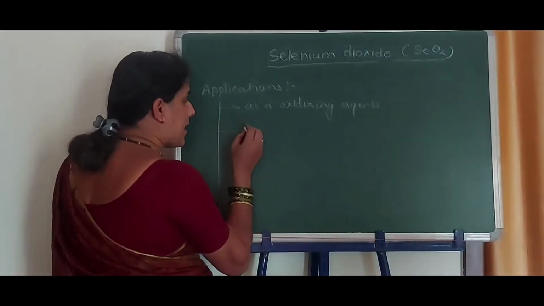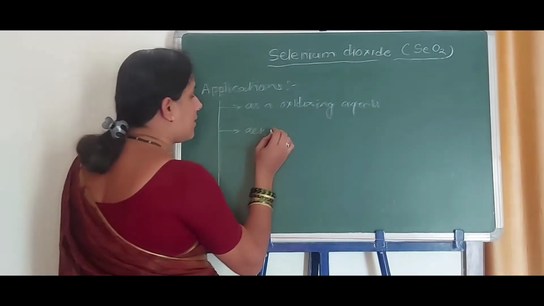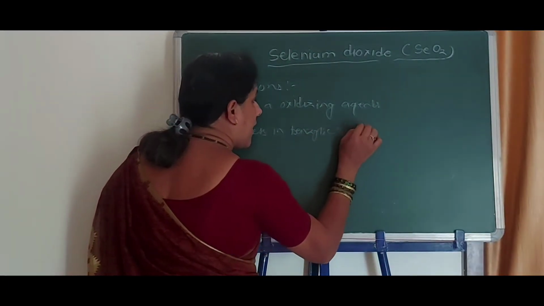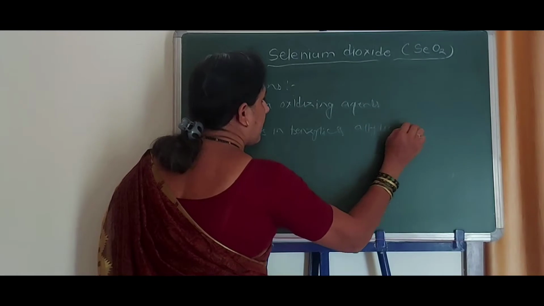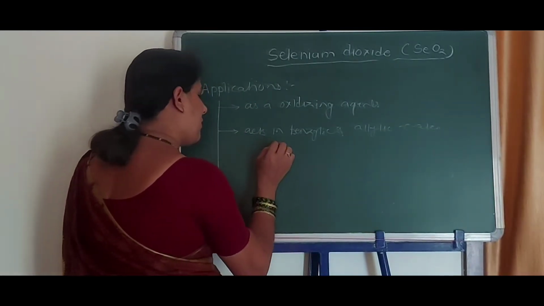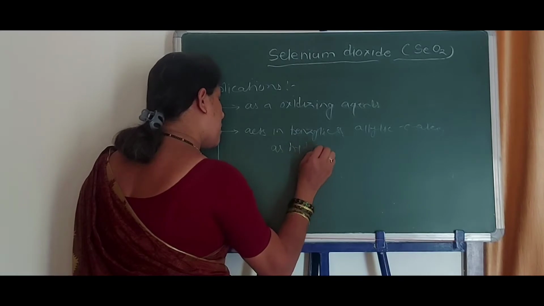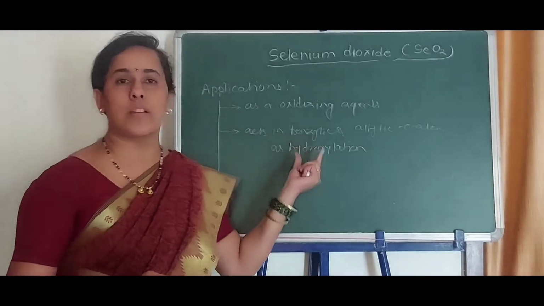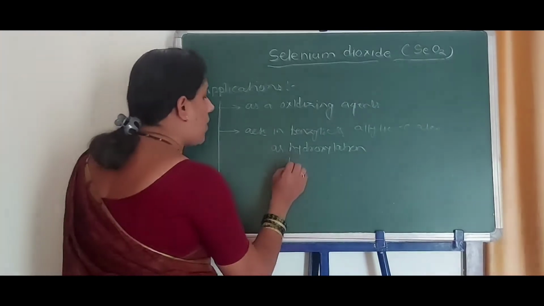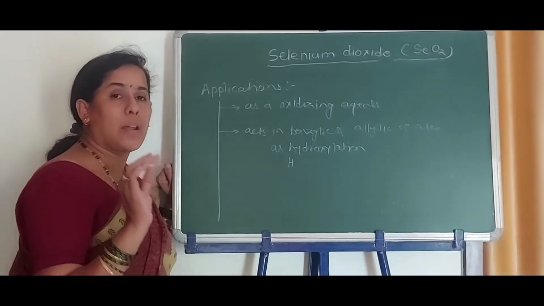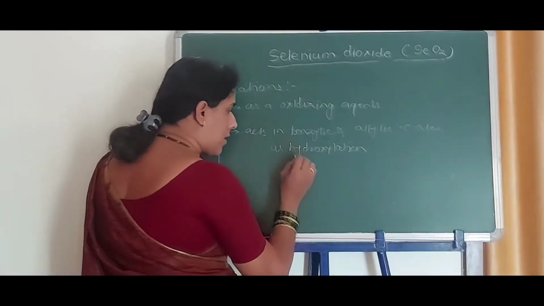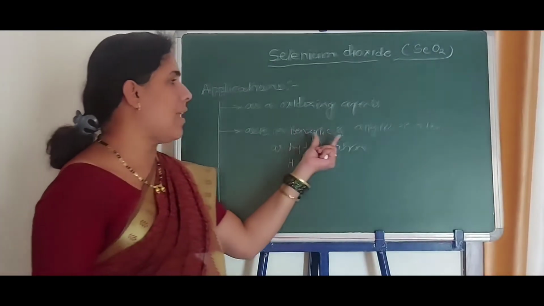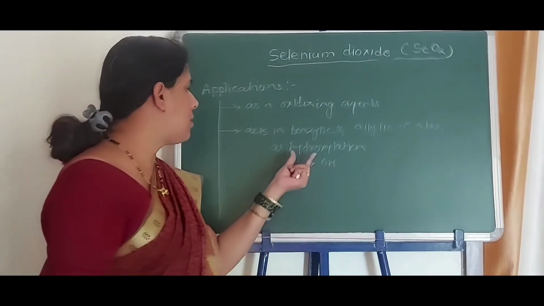Second one, it acts on the benzylic and allylic carbon atom as a hydroxylation. Care should be taken here that one of the hydrogens on the allylic carbon atom is replaced by an OH. Therefore, as its name suggests, the benzylic or allylic carbon atom having hydrogen atoms may be converted into a hydroxylation.